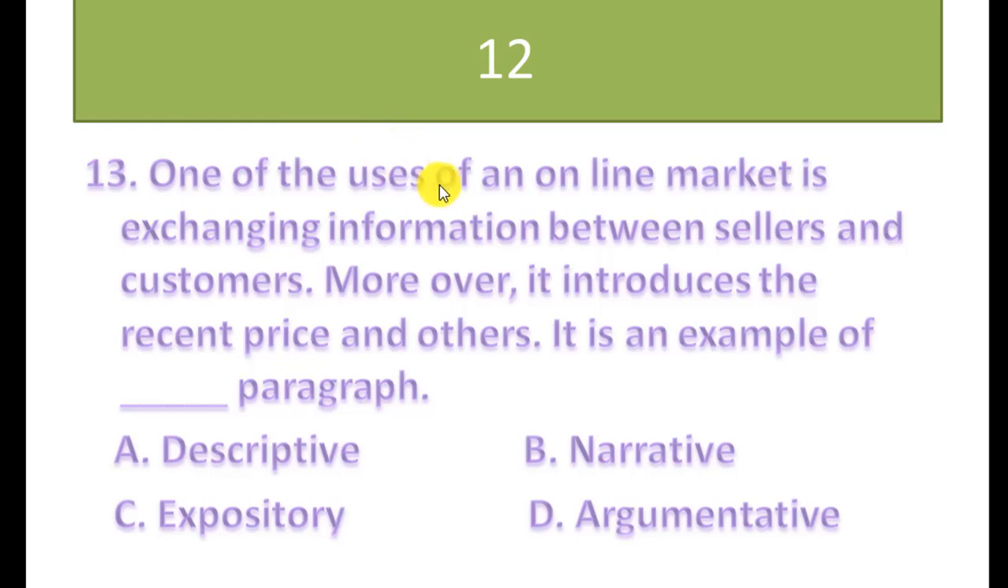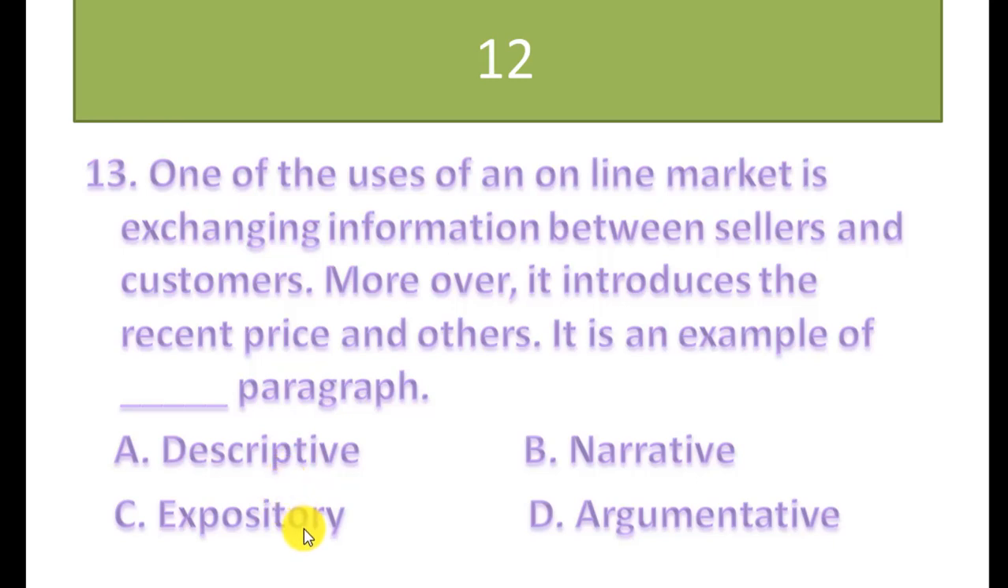Look here. One of the uses of an online market is exchanging information between sellers and customers. This is the topic sentence. Hi, friends. This is a clear topic sentence. Most commonly, the topic sentence appears at the beginning of the paragraph. What is the subject here? An online market. Yes, an online market is the subject. And the controlling idea, exchanging information, is the controlling idea. The whole paragraph talks about how an online market is important in exchanging information. This is the controlling idea. So what kind of paragraph does it show?